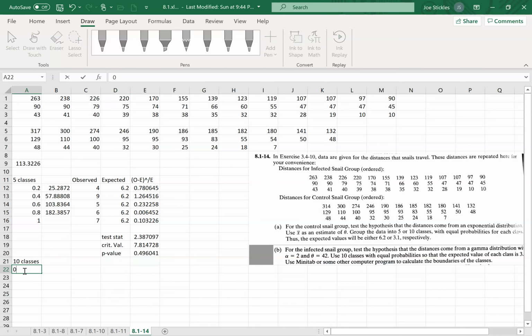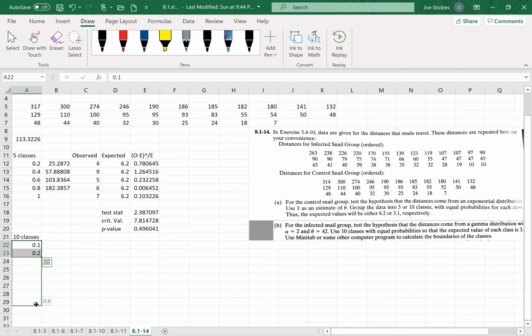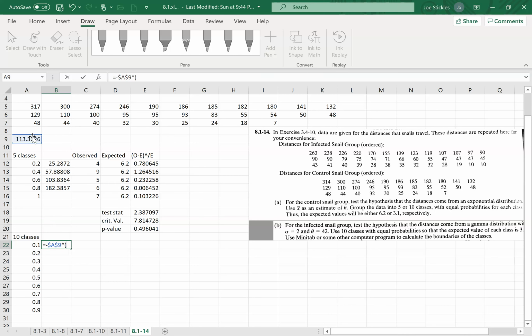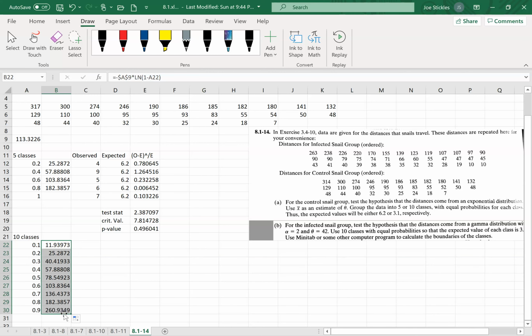Let's repeat the process, but using 10 classes here. So we'll go 0.1, 0.2 down to, really I only need 0.9, so I'll stop because I don't need to put the 1 in there because I'm not going to calculate the probability associated with that anyway. This is negative theta, make it an absolute reference, times log of 1 minus the probability. And drag. Those are the class boundaries, not including 0 at the top or infinity at the bottom.